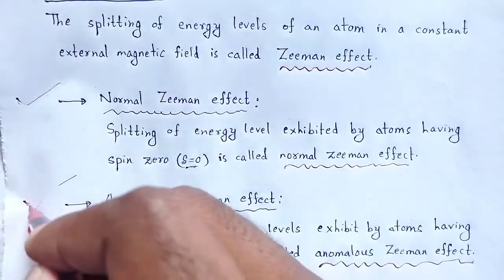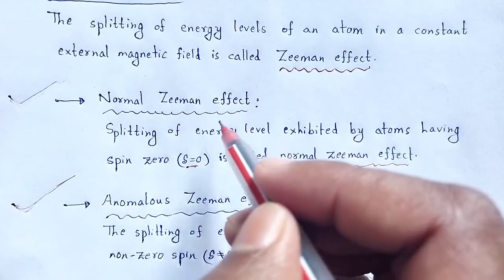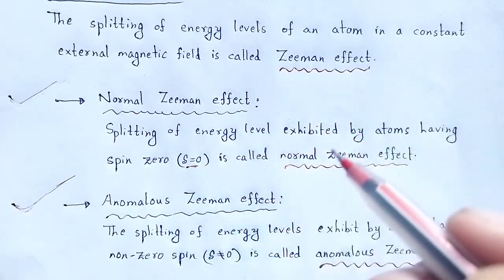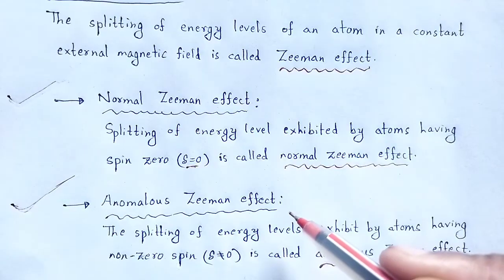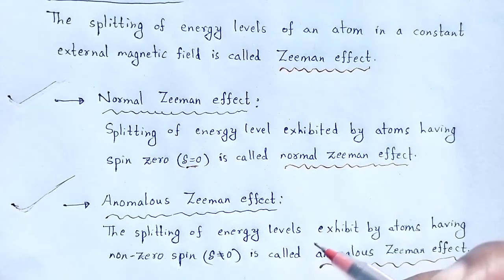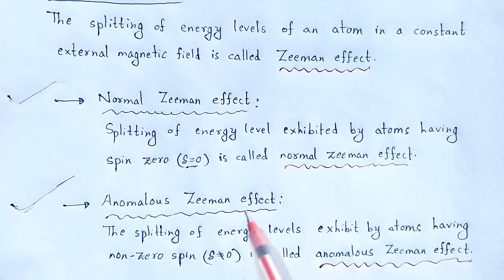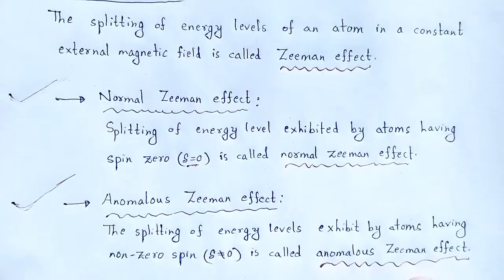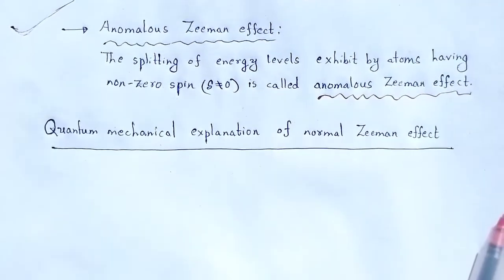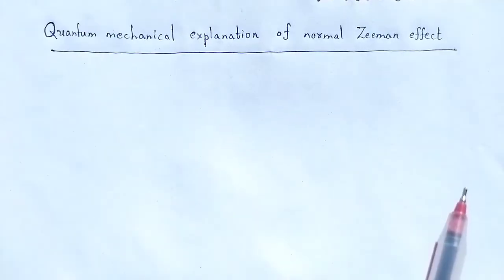Let us discuss the explanation of the normal Zeeman effect and anomalous Zeeman effect in terms of quantum mechanics by using the vector atom model. First, the quantum mechanical explanation of the normal Zeeman effect.